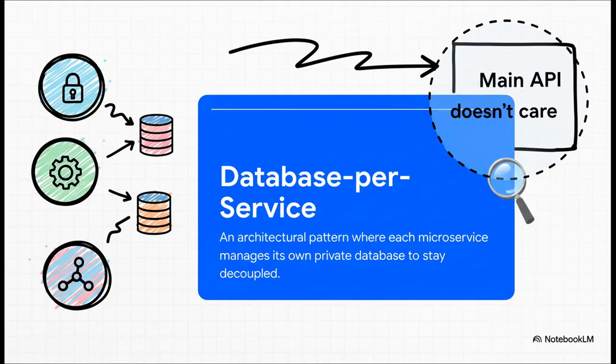And what this unlocks is a super important architectural pattern called database per service. The idea is actually pretty simple, but it's so powerful. Each little microservice is the king of its own castle, and that includes its own private database. The main API doesn't know how the authentication service stores its data, and frankly, it doesn't care. And that separation is the secret sauce to building systems that don't break easily.